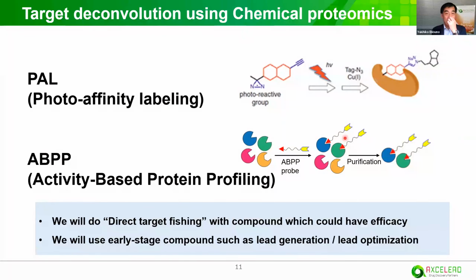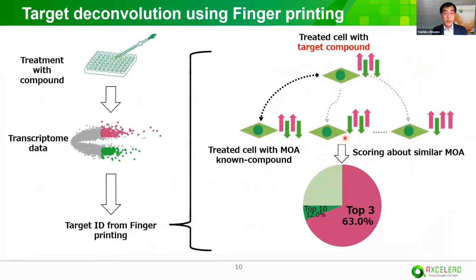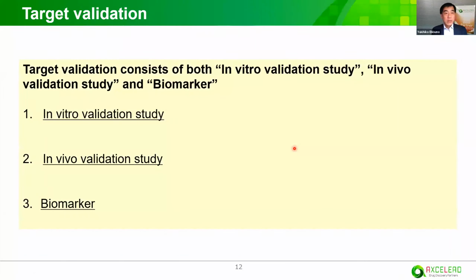These two approaches, the chemical proteomics approach and the fingerprinting approach, we can strongly recommend for phenotypic screening to find small molecules. So I want to change the topic a little bit to target validation. As you know very well, target validation consists of in vitro, in vivo, and biomarker.